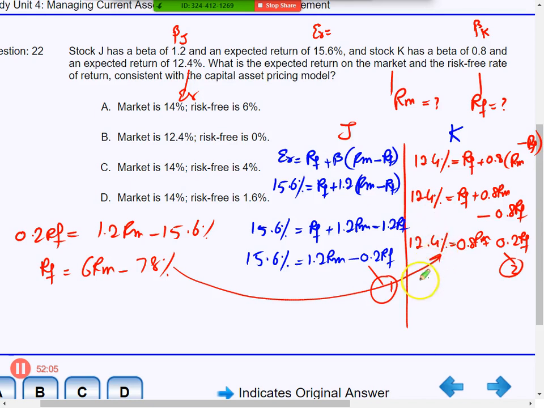So here we go. 12.4% is equal to 0.8 RM, which stays the same, plus 0.2 times RF. RF has just been calculated as 6 RM minus 78%.